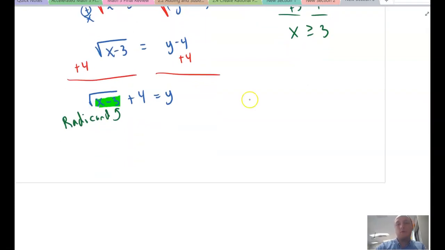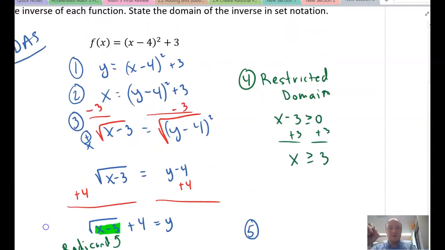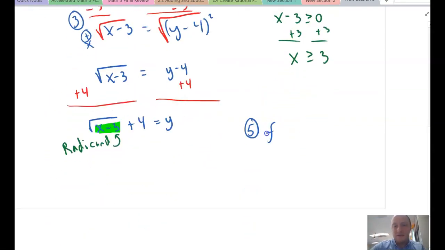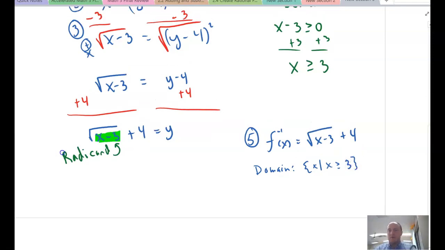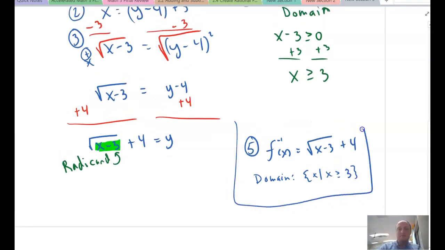And then step 5, we'll write our final response. Here is our inverse function. This function is named f. So f inverse of x is equal to the square root of x minus 3, plus 4, and our restricted domain are our x values such that x is greater than or equal to 3. Must be greater than or equal to 3. Okay, there's your answer.